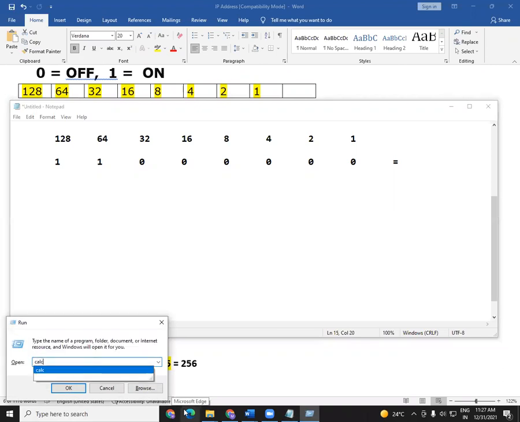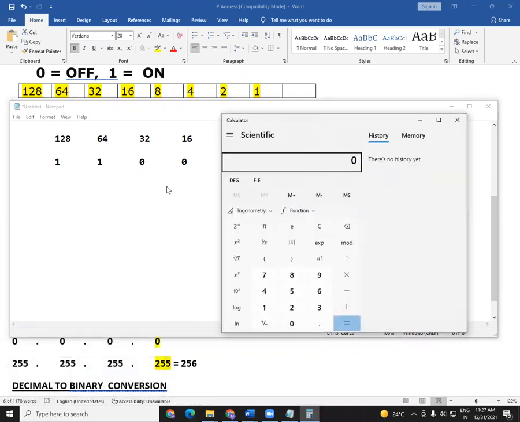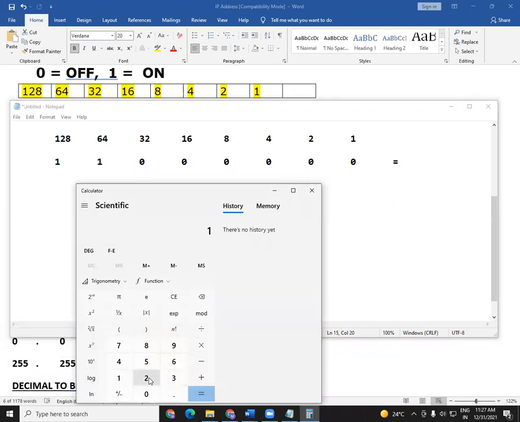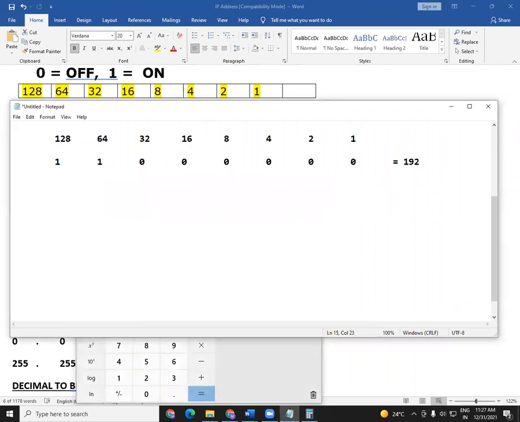Let us open a calculator first. Now, what is the bit that is on here? 128 is on. Plus, what is the other bit that is on here? 64. Plus, any other bit that is on here, friends? Nothing. There is no other bit that is on. So 128 plus 64 is how much? It is 192. So what is the decimal value here? 192 is the decimal value.